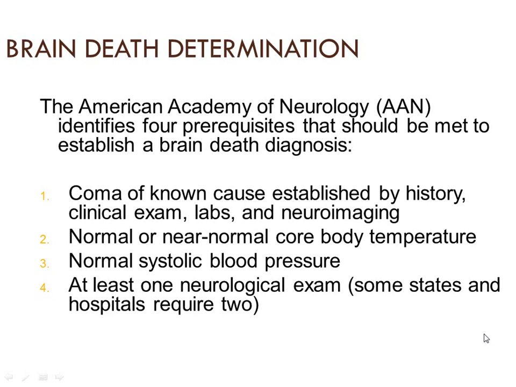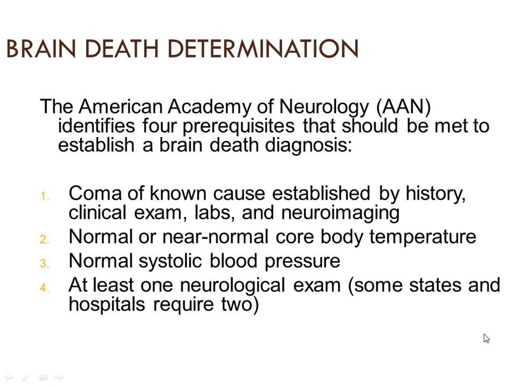So the patient has to have some kind of coma with a known cause, meaning usually you're going to have a CAT scan that shows edema or a stroke or some type of herniation, or you're going to know that they had a cardiac arrest and had 30 minutes of CPR and were down for 30 minutes before that. You're going to have a reason that explains why they are the way that they are. Their body temperature needs to be normal. They need to have a normal blood pressure, and there needs to be at least one neurological exam that shows that it's consistent with brain death, and we'll go over that in the next slide.